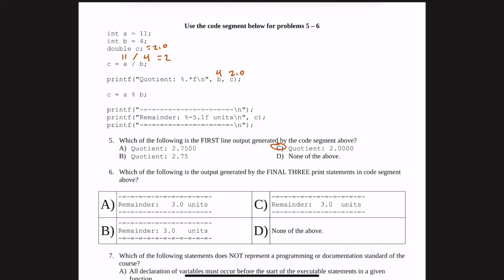Moving on to question 6. C is equal to A mod B. 11 mod 4 is going to be 3, because that's the remainder after you get that. So 11 divided by 4, 2 with the remainder of 3. Then we have this flag right here. The minus sign means we're going to print it to the left of the reserved space. So we are reserving 5 spaces, printing 1 decimal, and we also have this hard-coded space right here.